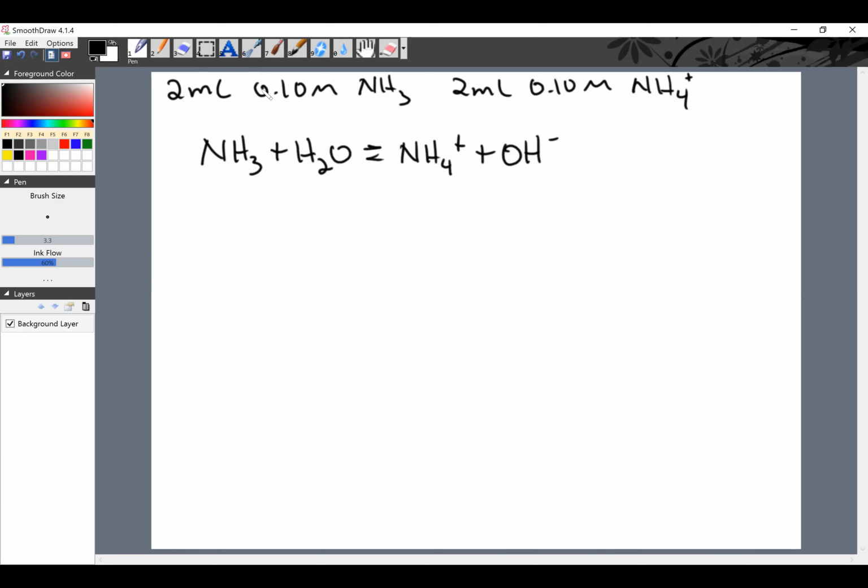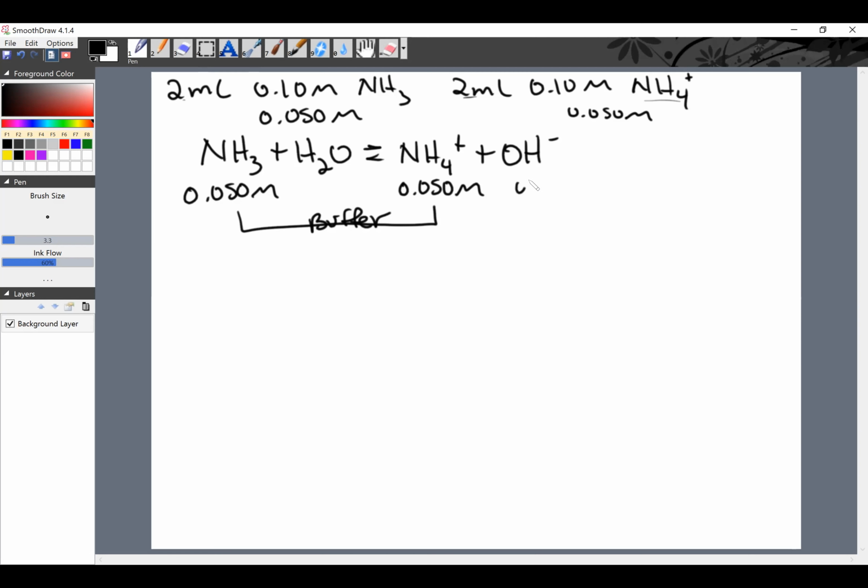All right, 2 mils and 2 mils, so M1V1 is equal to M2V2, so both of these are going to get diluted to 0.05 molar. We started with 0.05 molar ammonia. Did you add anything to it? Yes. Was it already part of the equation? Yes. It is a common ion. Is it the special common ion called a buffer? And in this case, the answer is yes. So I can plug it in to the equilibrium expression, or I could jump to the Henderson-Hasselbalch. I'm going to show you that it works both ways.